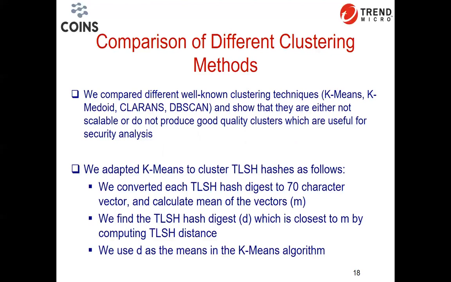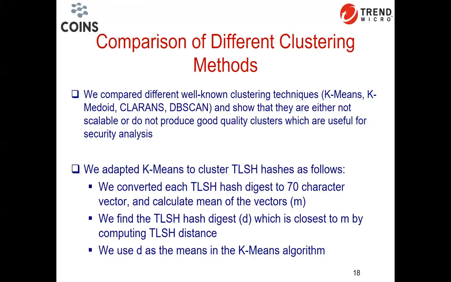We converted each TLS hash digest to a 70 character vector, and then we calculate the mean of the vectors, and we call that M here. Then in the second step, we find the TLS hash digest which is closest to M, and we make use of TLS distance in the second step. In this way we find D. This D is actually the mean that we use in the k-means algorithm, and the rest of the algorithm is as such.